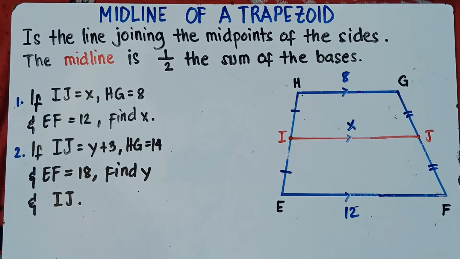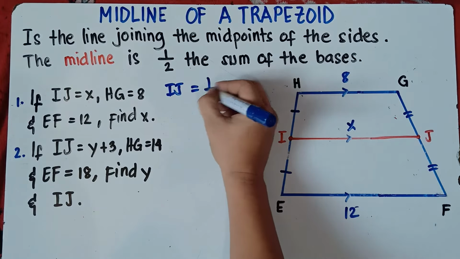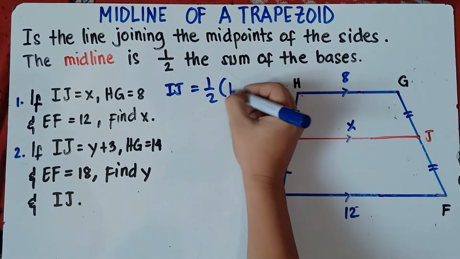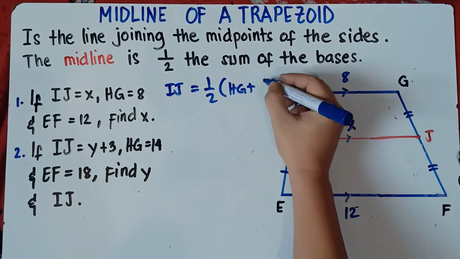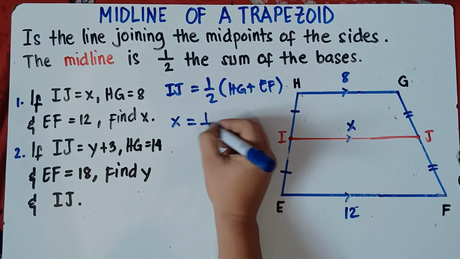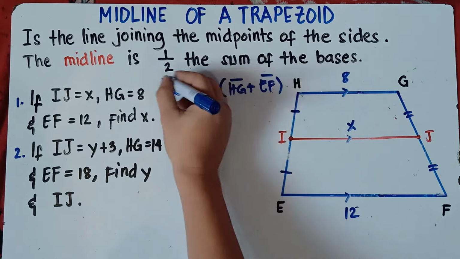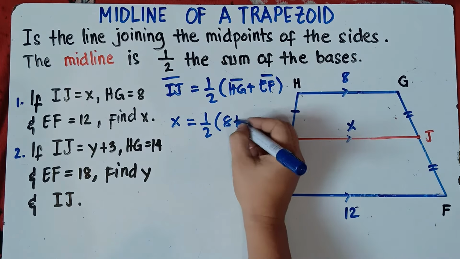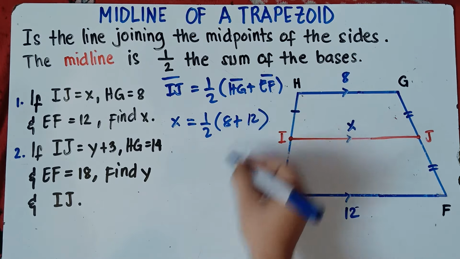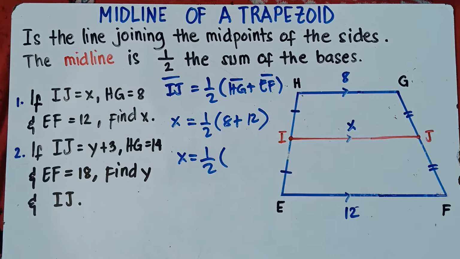But let's have the solution. IJ, the midline, is 1/2 the sum of the bases, so HG plus EF. So X equals 1/2 of line segment HG, which is 8, plus EF, which is 12. So X equals 1/2 of 8 plus 12, that is 20. So 1/2 of 20, that is 10.